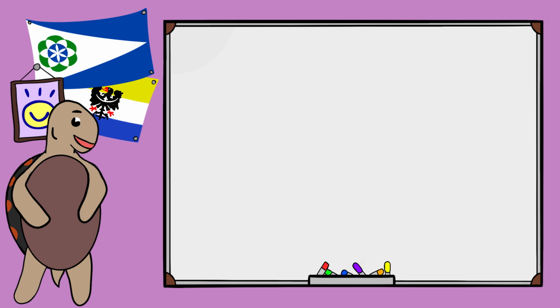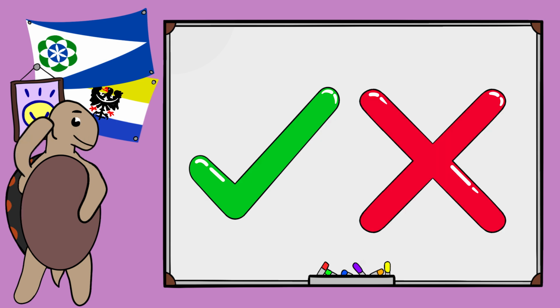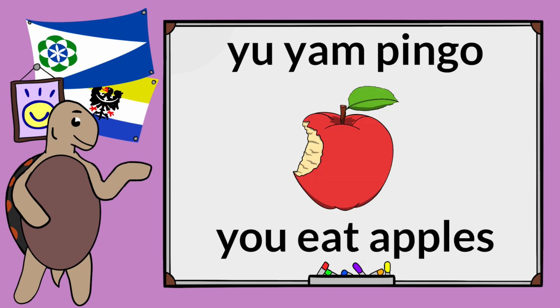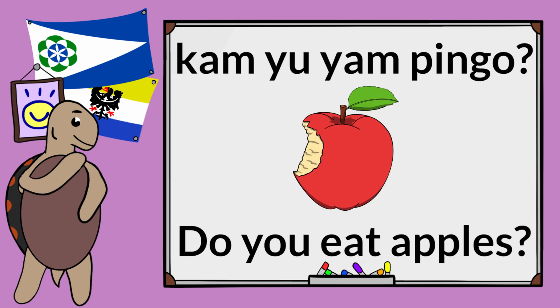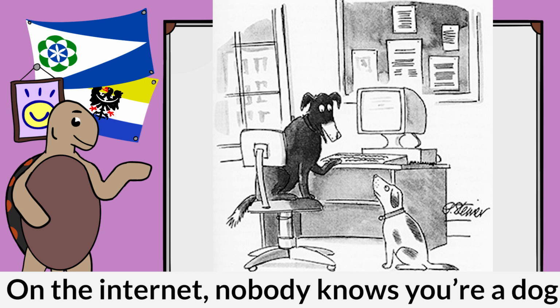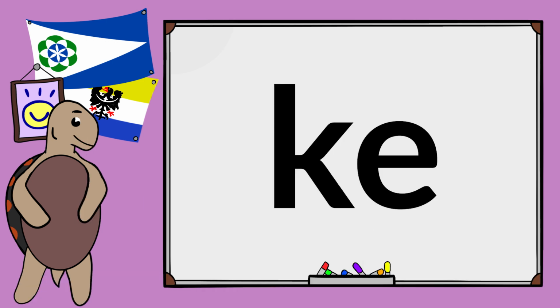Hello friends, today we learn about questions, negation and more complex sentences. Yes-no questions in Globasa are pretty simple. You have a statement, you yam pingo, you eat apples. And then you add a kam in front of it to make it a yes-no question. Kam you yam pingo? Do you eat apples? Si. Kam you sembuao? No. Other questions are formed using ke, but we'll learn that later.